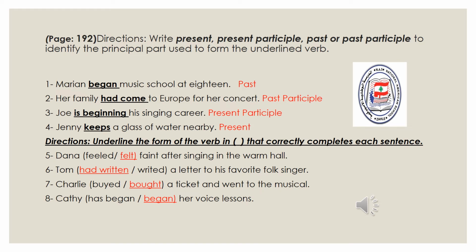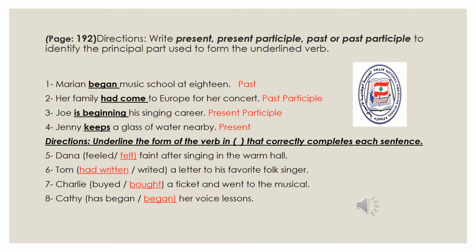Let's do some practice on page 192. Directions. Write present, present participle, past, or past participle to identify the principal part used to form the underlined verb. Number 1. Mariam began a music school at 18. Began is an irregular past tense verb.